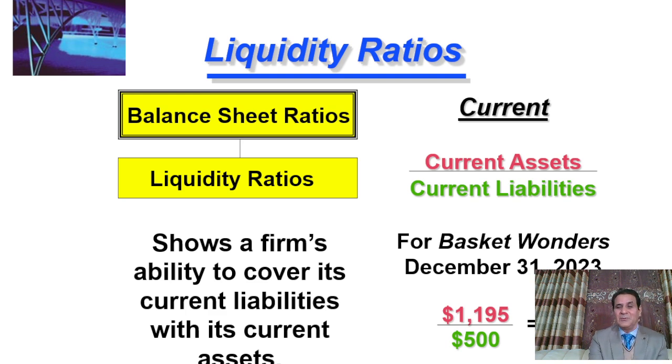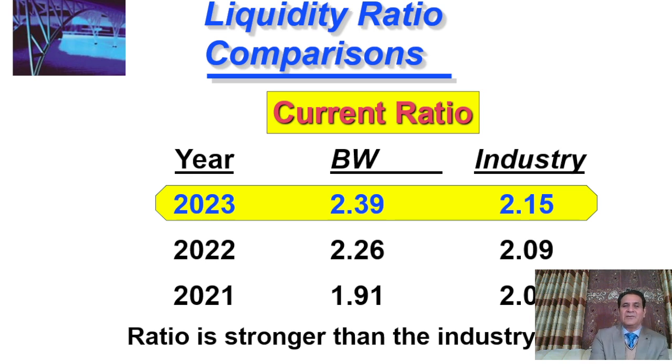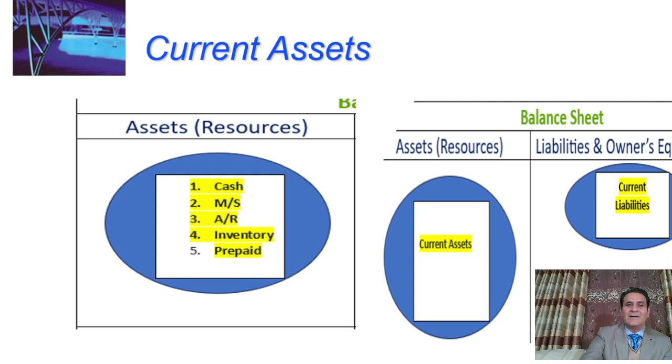It means you have $2.39 in your wallet to pay $1 of liabilities. Similarly, you can compare the liquidity ratios with the industry, and it shows that BW has a stronger liquidity ratio than the industry average. It means that BW has more capability to pay the current liabilities as compared to the other industries.